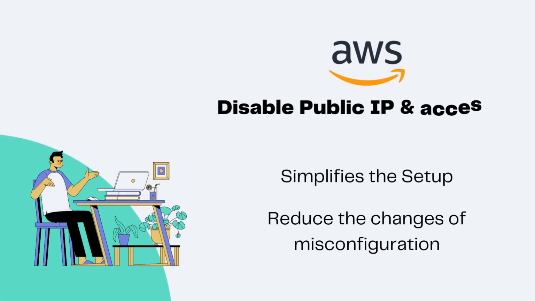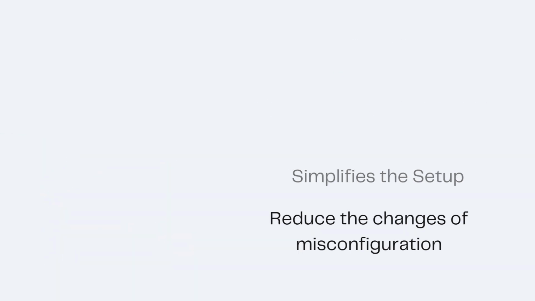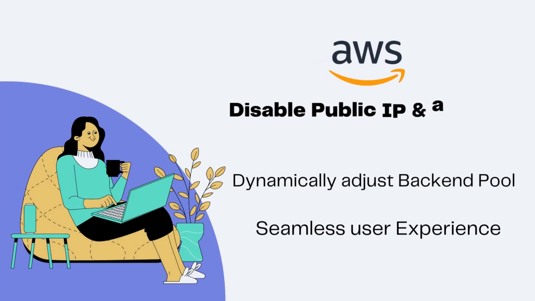It simplifies the setup and reduces the chances of misconfiguration. And we can add or remove instances or servers without affecting the DNS configuration, because the application load balancer dynamically adjusts the backend server pool and the DNS name continues to point to the load balancer, ensuring a seamless user experience. So let us see how to disable the public IP address and only allow access via DNS.